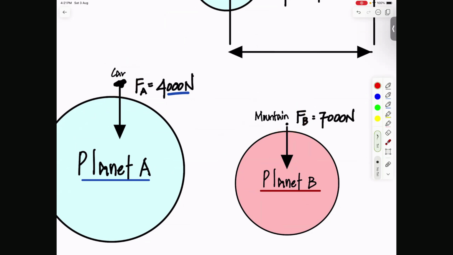So it became easy for you to understand, wait a second. There's a car here that experiences 4,000 on this planet, right? And there's a mountain on this planet, a proper mountain that only experiences 7,000 Newton force. I mean, the gravity though must be very weak, like the moon. The moon is 1/6 that of the Earth, right?